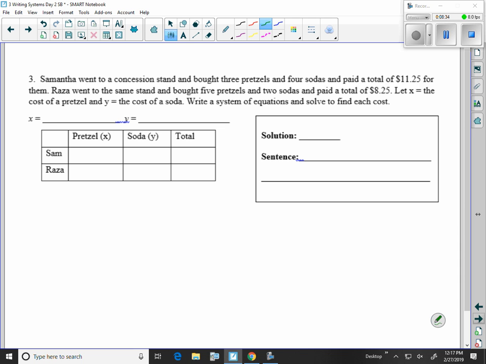Let X be the cost of a pretzel, and let Y be the cost of a soda. So let's write the equation for Sam. How many pretzels did Sam buy? 3. So we'll represent that as 3X, plus how many sodas? 4, plus 4Y. And how much did she spend? Good. See if you can write the equation for Roz.